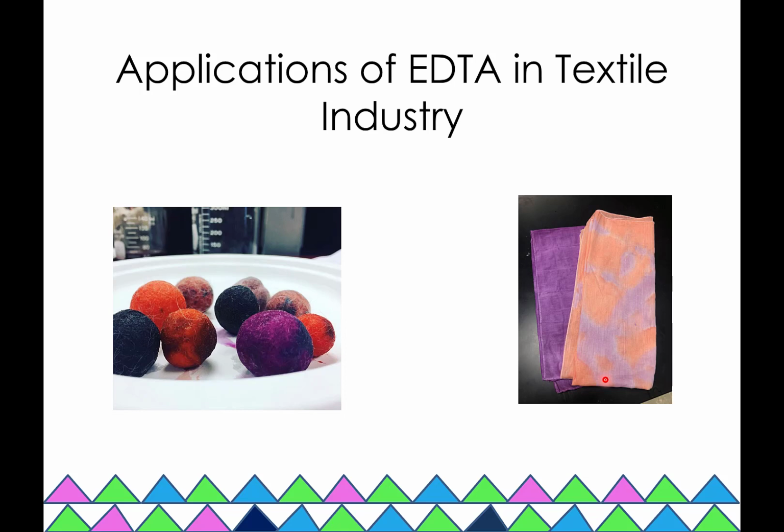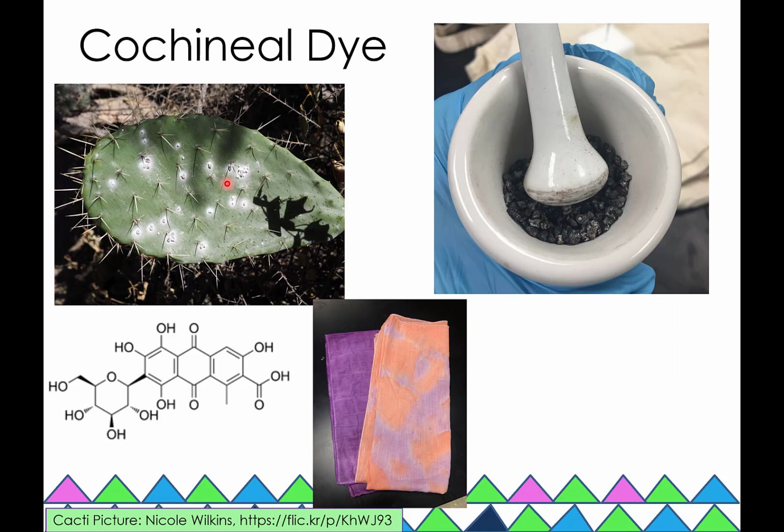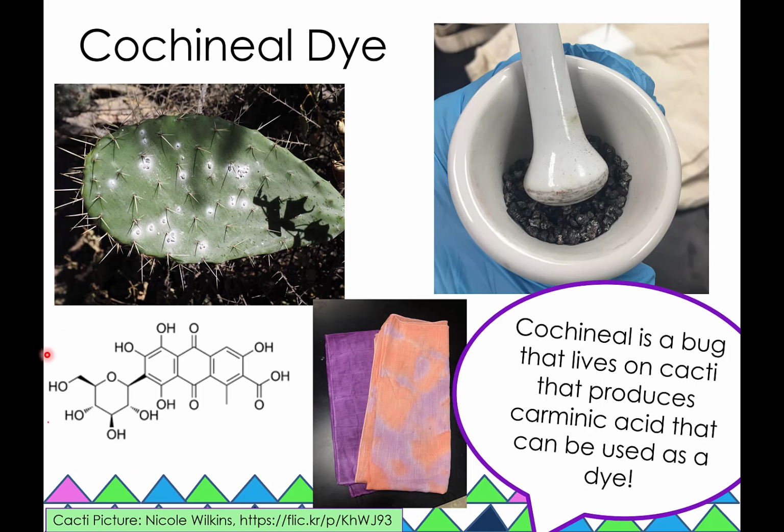Just a quick application of EDTA in the textile industry. So this is cochineal. Cochineal dye is bugs, actually. They're these little bugs that are typically found on cacti. And this is what the bugs look like. This is some cochineal that I purchased for my chemistry and art class a couple years ago. So you can see the little bugs, and you grind these up and boil them in water, and you can get really beautiful colors from, this is specifically the compound. This is the carminic acid.